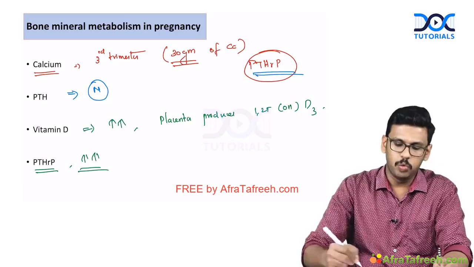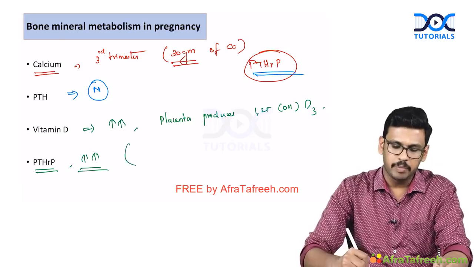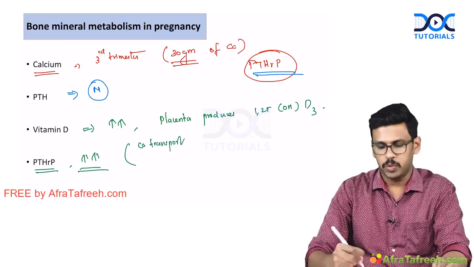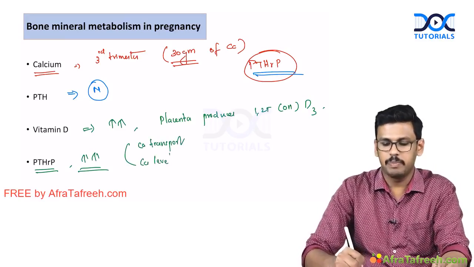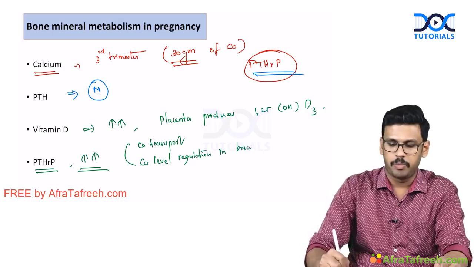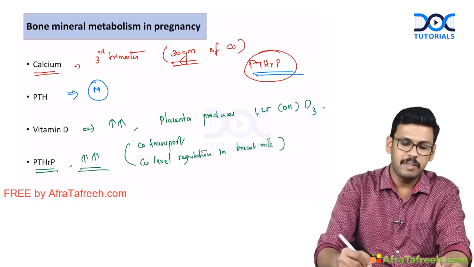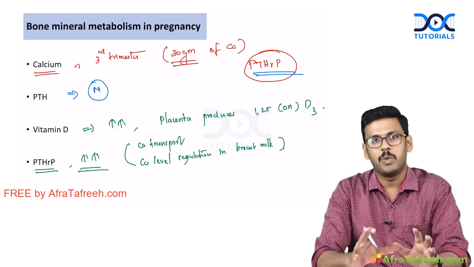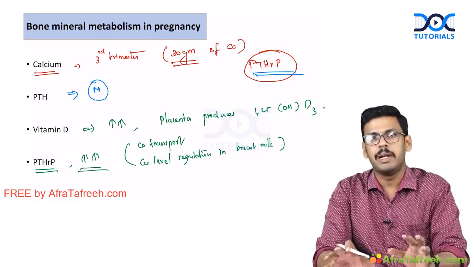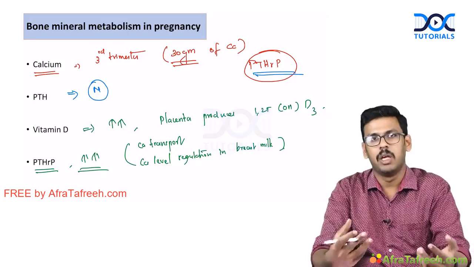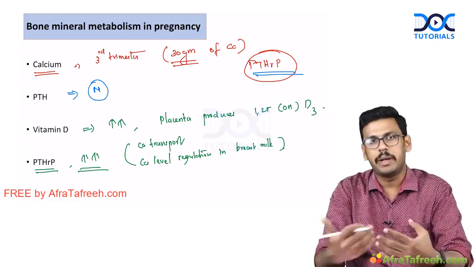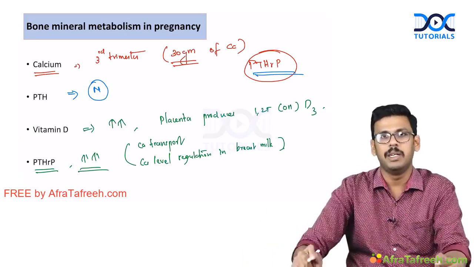It has two main roles: one in the calcium transport across the placenta and also the calcium level regulation in breast milk. And the excessive levels of PTHrP in the mother have been found to be associated with reduced bone mineral density and increased risk of fractures, because more and more calcium will be driven out of the maternal bone into the maternal circulation and will be transmitted to the fetus.